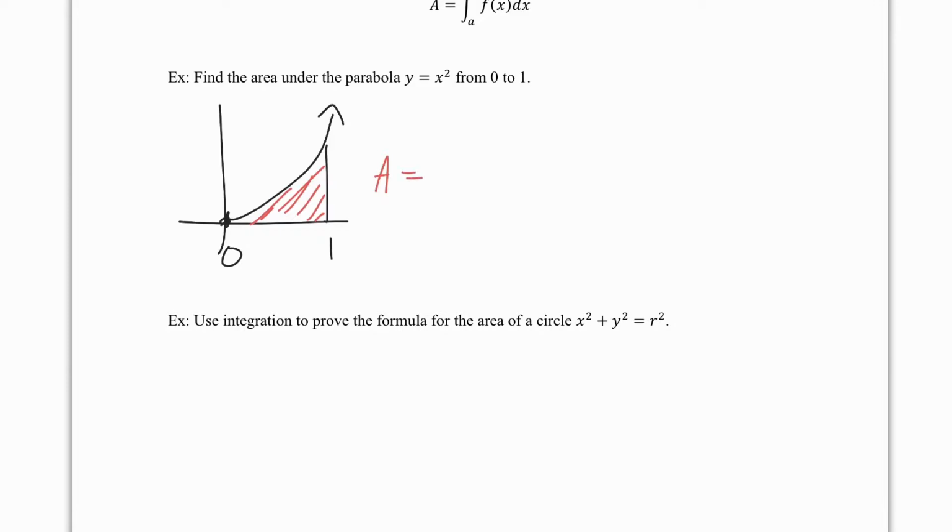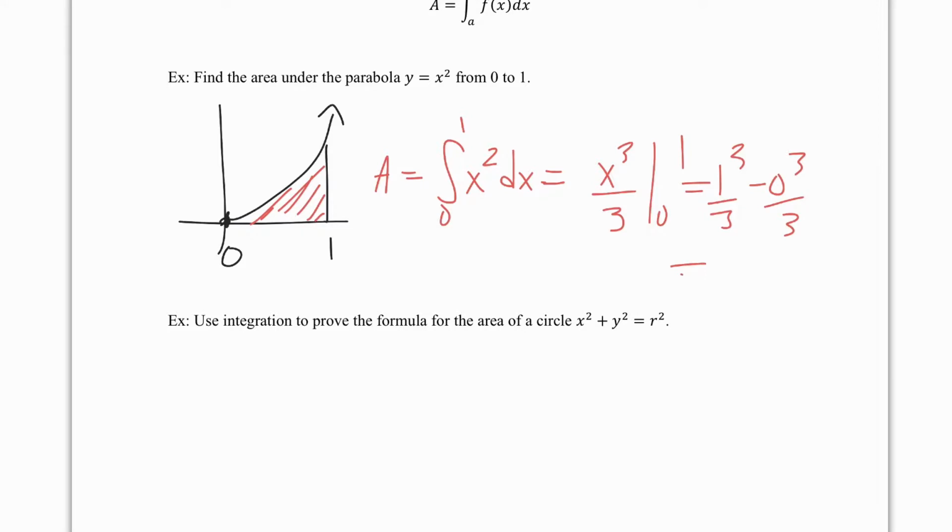Well, the area would be equal to the integral from 0 to 1 of x squared dx, which is equal to x to the 3 over 3, evaluated from 0 to 1, which is 1 cubed over 3 minus 0 cubed over 3, which is just 1 over 3. So if you've ever wondered what the area is, it's 1/3, and that should make sense if you imagine this as a square here, because of course this is height 1. This would be half of a square, so 1/2, and the parabola is clearly less than that, but not a ton less. So we're getting 1/3 as our total area.